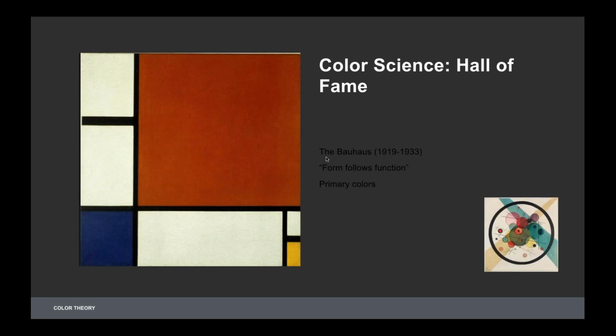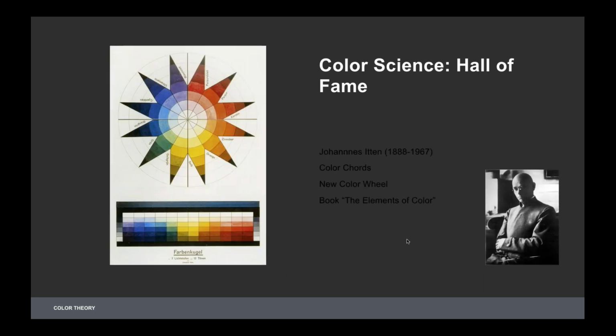The Bauhaus really changed the way people looked at colors. They used only primary colors. This is a painting by Mondrian: red, blue, and yellow. They used that in architecture and a lot of the art. This is Kandinsky. So form follows function. Simplify, keep things bold and simple, and that's where that came from.